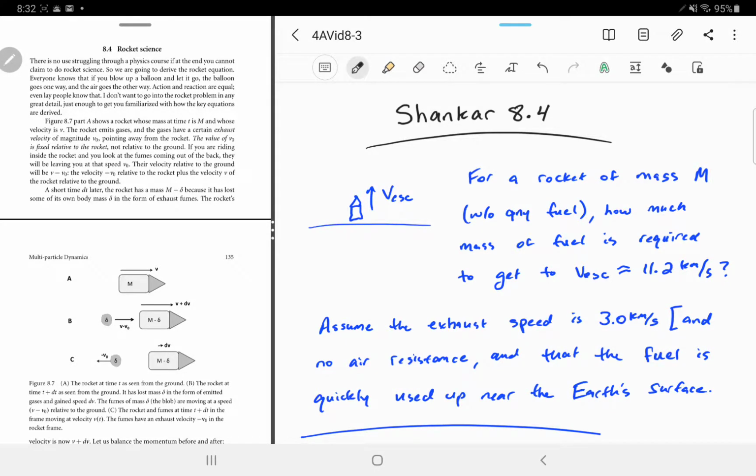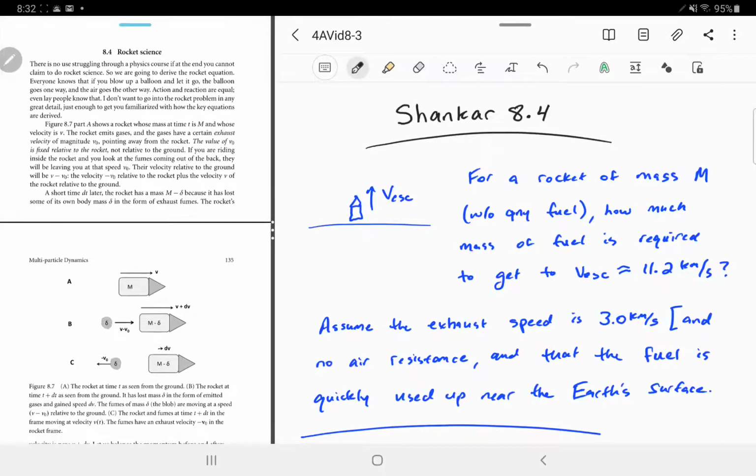All right, before we get into conservation of momentum problems involving collisions and explosions, we have this quick section on rocket science. So we're now in a position where we can derive the rocket equation and understand the basic idea behind how rockets work. So we'll be able to answer this question.